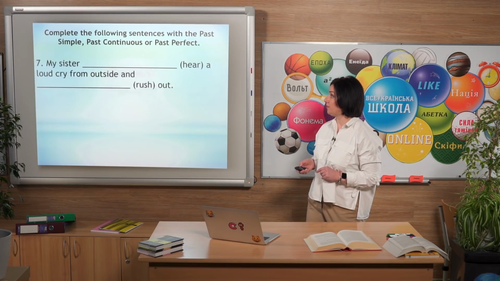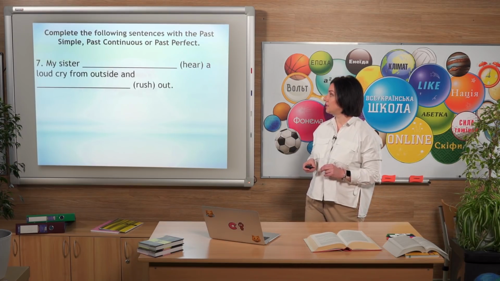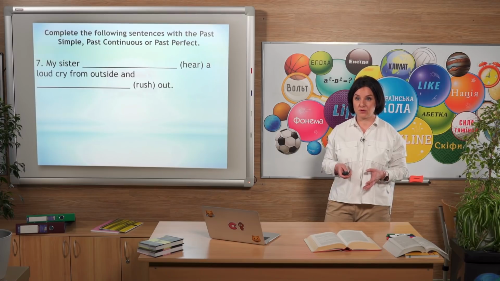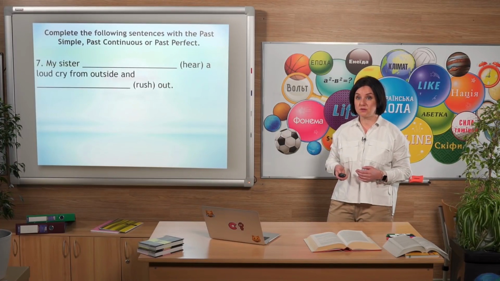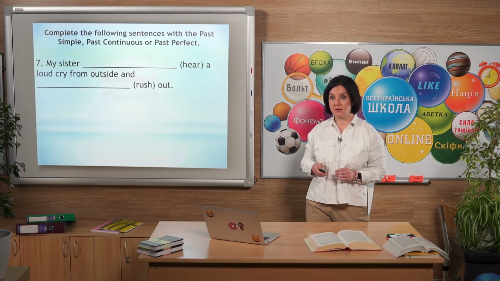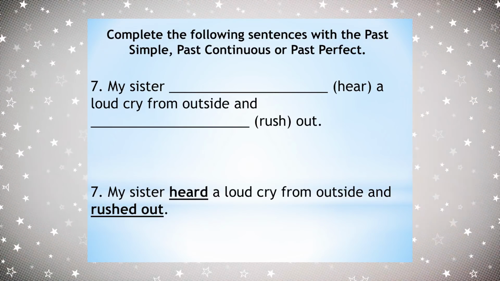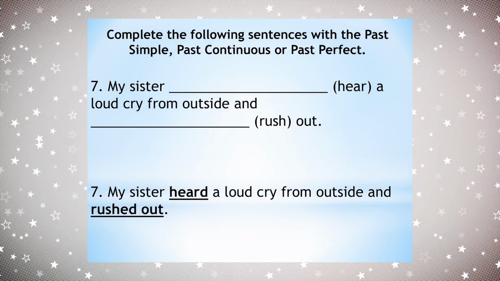Okay, the next one. My sister heard a loud cry from outside and rushed out. My sister heard something and did something. So these are two actions happening in a row, like in a tale, like in a story. So what would you choose? Open, and then you'll see the correct answer to check your prediction. Okay? So my sister heard a loud cry from outside and rushed out.